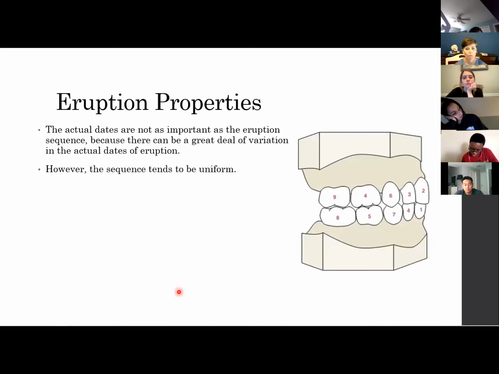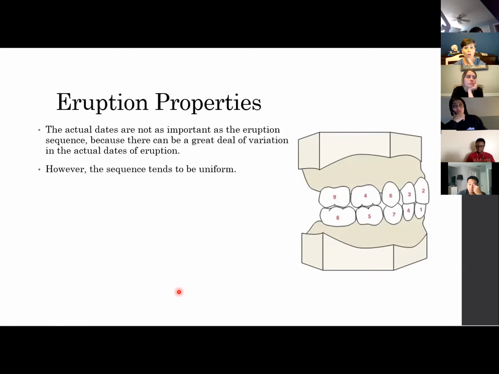Okay, moving on. Eruption properties. The actual dates are not as important as the eruption sequence because there's 6 to 10 months, that's a 4-month variation. And I know people who say, oh, well, my kid got their teeth in at 4 or 5 months. So there's a huge variation of when teeth can come in. The actual times of when they come in are not nearly as important as the eruption sequence because of the variation in dates. But the sequence tends to be pretty uniform.